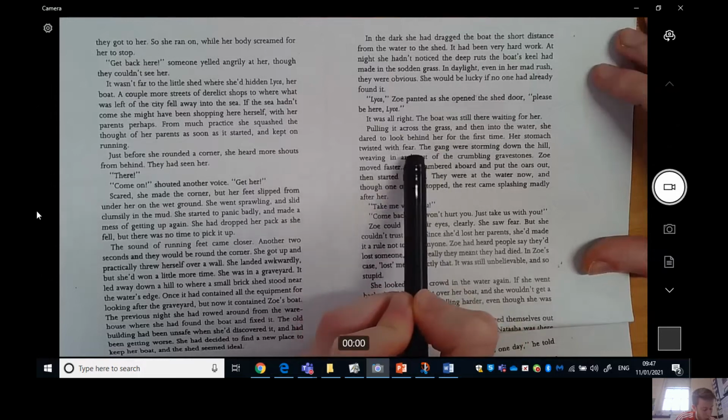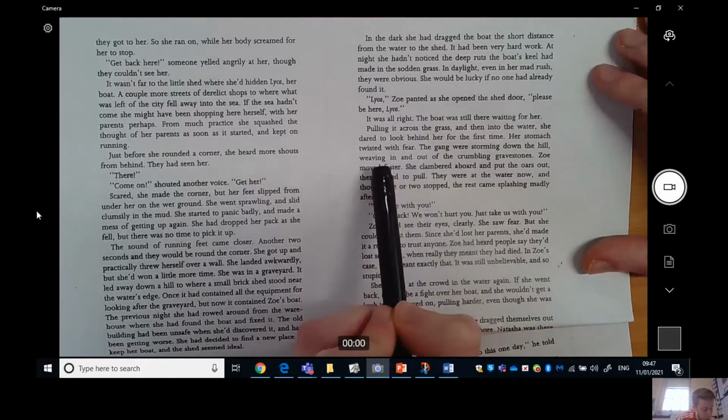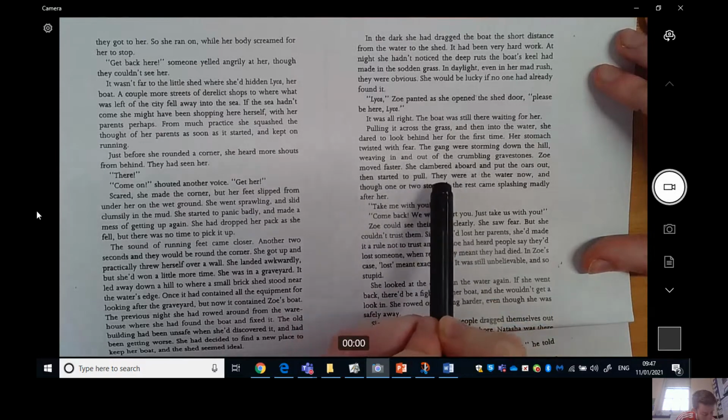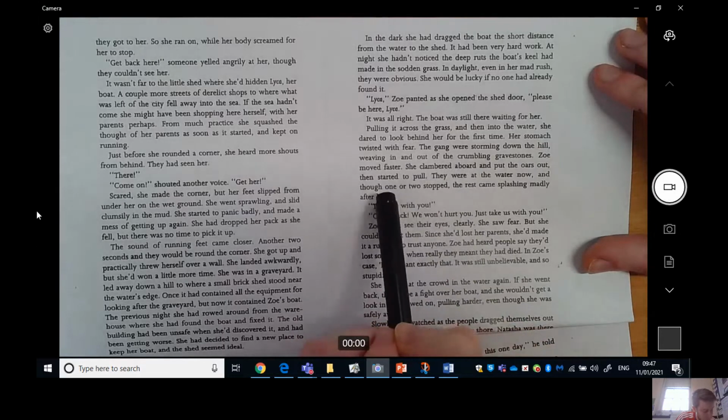Her stomach twisted with fear. The gang were storming down the hill, weaving in and out of the crumbling gravestones. Zoe moved faster. She clambered aboard and put the oars out, then started to pull. They were at the water now, and though one or two stopped, the rest came splashing madly after her.